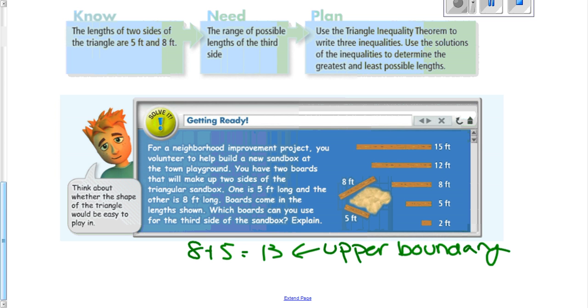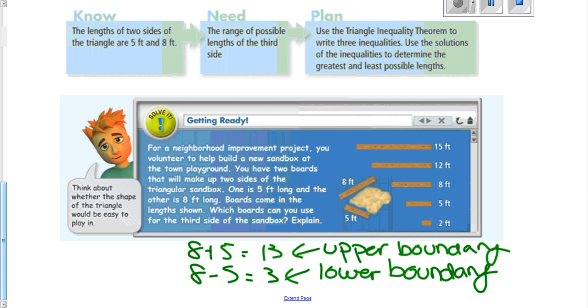To get the lower boundary, I'm going to subtract the 2 I have. So once again, I'm finding a possible range for all possible lengths of the third side. So I have the range of 3 to 13.